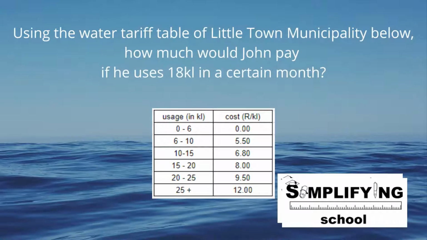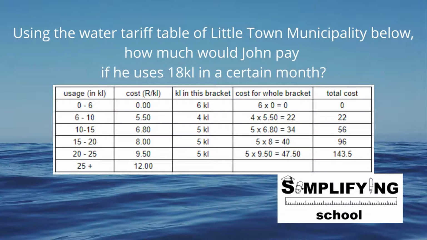So they would give you a tariff table. Given the following water tariff of the Little Town municipality, how much would John pay if he uses 18 kiloliters in a certain month? Now before I would do anything, I would expand the table so that I also have the amount of kiloliters per bracket, the cost if everything in that bracket is used up, and the total cost if everything up to that point is used. So those are the three extra columns that I would add.